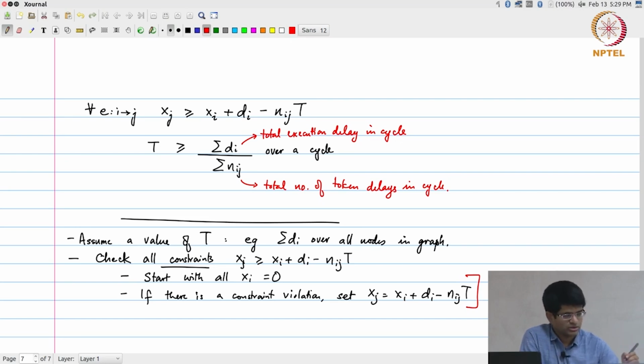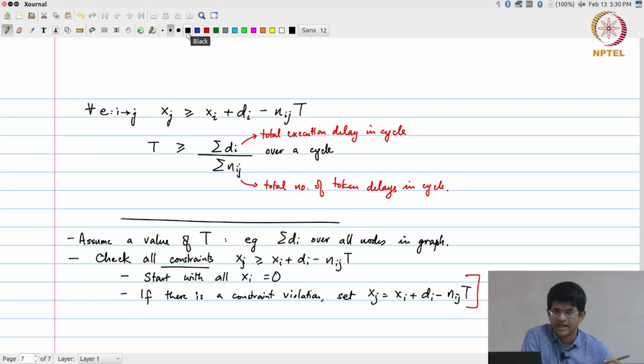Okay. Now, what will happen as a result of doing this? Initially, all my values of xi were 0. If some particular edge constraint was violated as a result of doing this, I will have to change that xj. I repeat this n number of times, where n is the total number of nodes in the graph. Okay. By that time, I should have got to the point where all my constraints are satisfied, and that is guaranteed because I have chosen my t large enough.